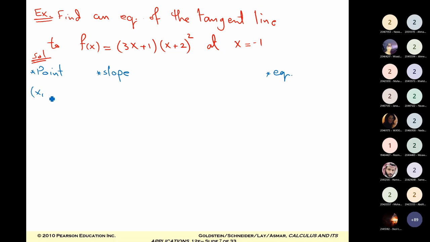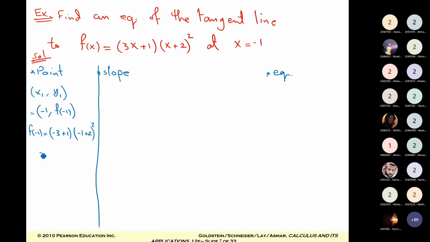This is the point, sorry, x1 and y1, this equal negative 1 and f of negative 1. So f of negative 1 equal 3 multiplied by negative 1, negative 3 plus 1, and negative 1 plus 2 squared. So we have negative 2 multiplied by 1 squared, 1. So we have negative 2. So the point is negative 1 and negative 2. This is the point. Okay.